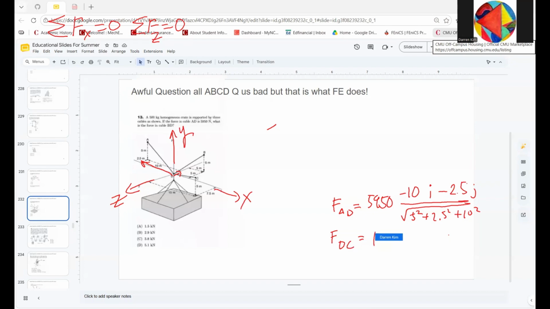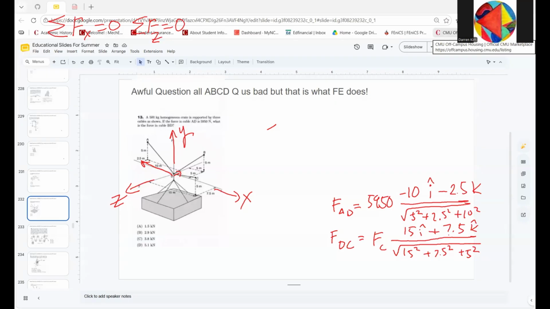So next we'll use FDC, or it doesn't matter which way you do it. We can write FC is equal to, multiplied by square root of 15 square plus 7.5 square plus 5 square. With that said, we can do 15i, sorry, this is not j, this is k. My apologies. And anyways, plus 7.5k. Okay, so to make it visible.